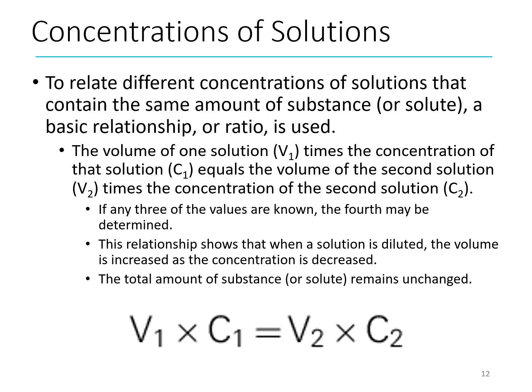So the volume of one solution, we're going to call that volume 1, times the concentration of that solution, which is going to be expressed as C1, equals the volume of the second solution, volume 2, times the concentration of the second solution. So with either one of these, even though your volumes might be different for each solution, your amount of solute should be the same. If any three of the values are known, the fourth must be determined.